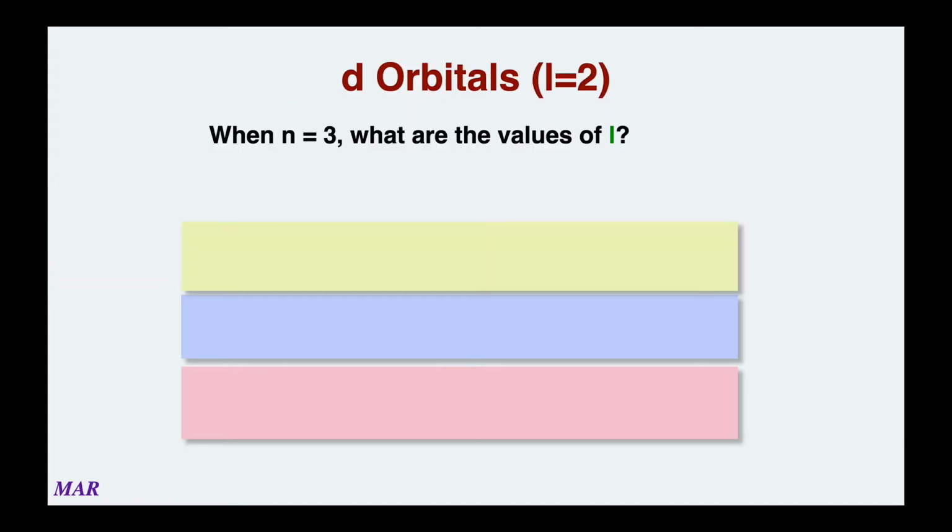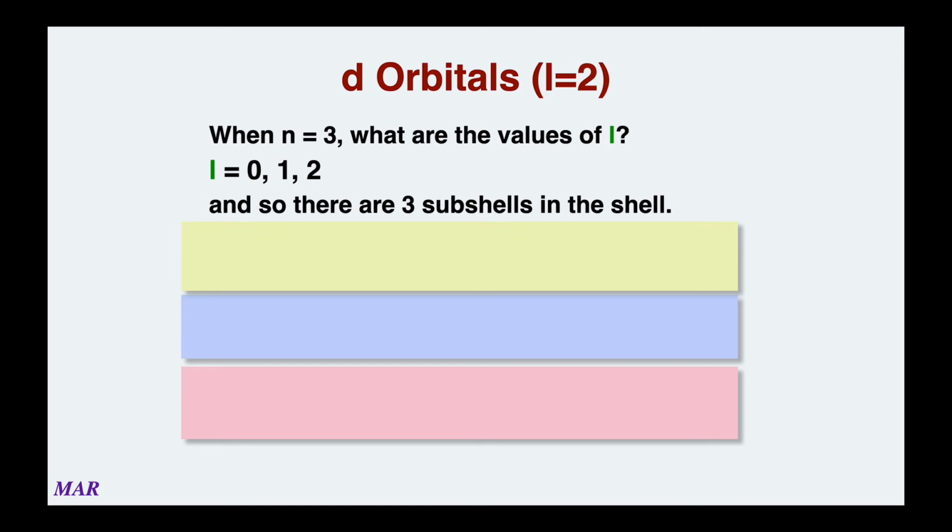D orbitals are when you run into L equals 2. And we haven't seen D orbitals when n was 1 or 2. Remember, n equals 1 had just one s. n equals 2 had 2s and 2p. But we haven't seen D at all yet. So when n equals 3, what are the values of L? L always goes from 0 up to n minus 1. So if n is 3, that means L is going to be 0, 1, and 2. Those are all allowed L values.